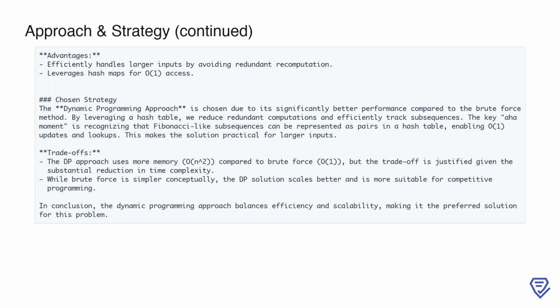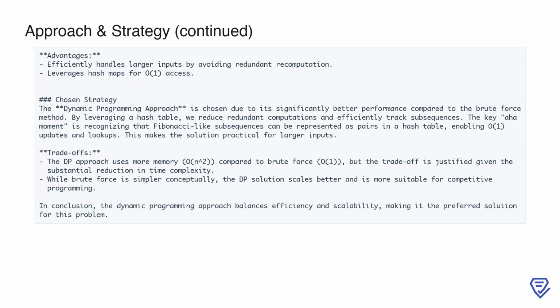The dynamic programming approach offers significant advantages over the brute force method. By efficiently handling repeated computations, it eliminates redundancies and ensures that we only focus on valid subsequences. The use of hash maps allows for O(1) access and updates, making the algorithm well-suited for larger inputs. The key insight here is that Fibonacci-like subsequences can be represented as pairs in the hash table, enabling efficient tracking and extending of sequences. With this optimization, we achieve a practical and scalable solution.